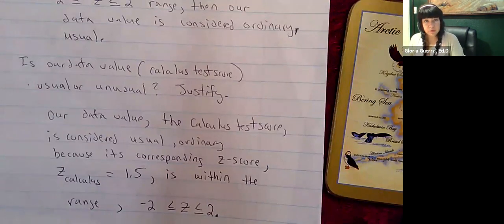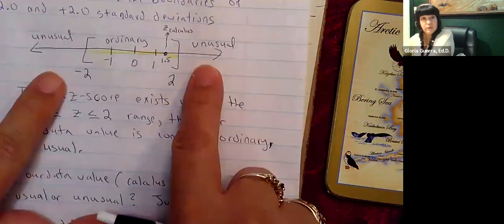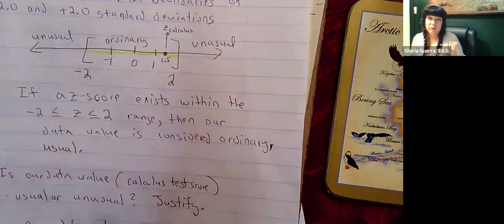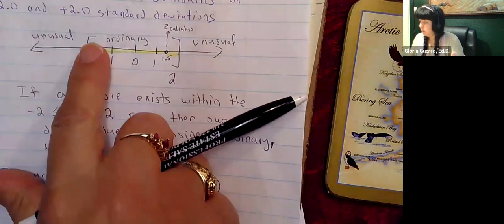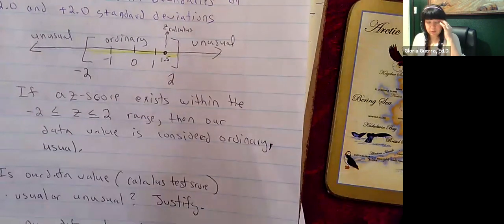So I believe on your test you'll have a problem like that. It will have you calculate a z-score and it will also say, hey, does this make your data value ordinary, usual, or a little peculiar, right? Unusual. So if your z-score falls outside, then that means your data value is unusual. If your z-score falls within this range, then that means that it's ordinary. That's what that means, okay? All right.